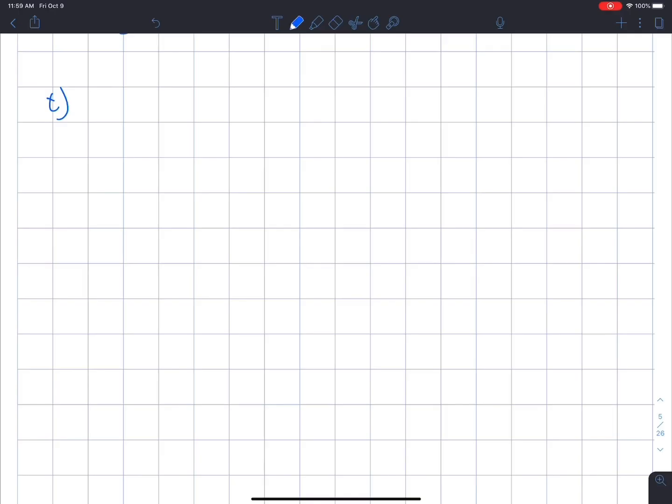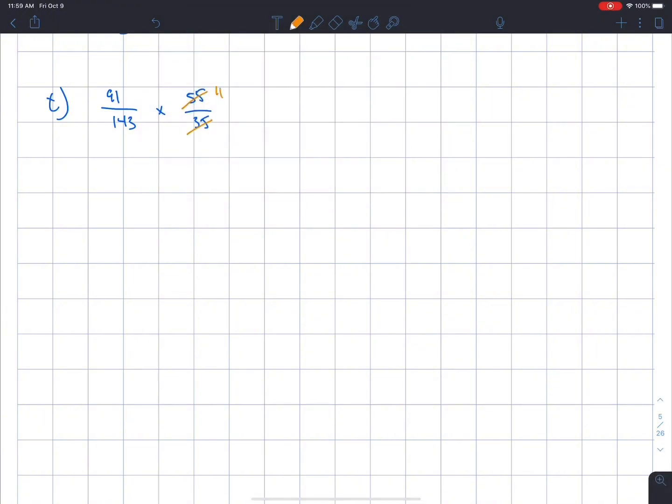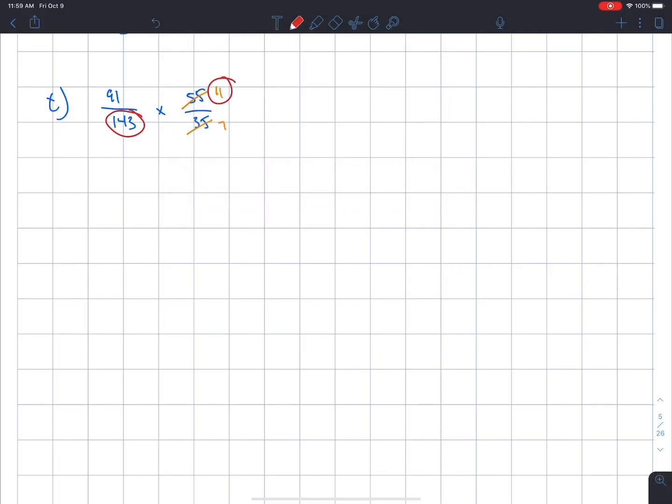And then T, 91 over 143 times 55 over 35. I can divide 55 by 5 to get 11, divide 35 by 5 to get 7. So it looks like 143 is divisible by 11, right? Just a guess. So let me try that. 143 divided by 11. 11 goes into 14 one time, goes into 33 three times. So divide 143 by 11 to get 13. Divide 11 by 11 to get 1.